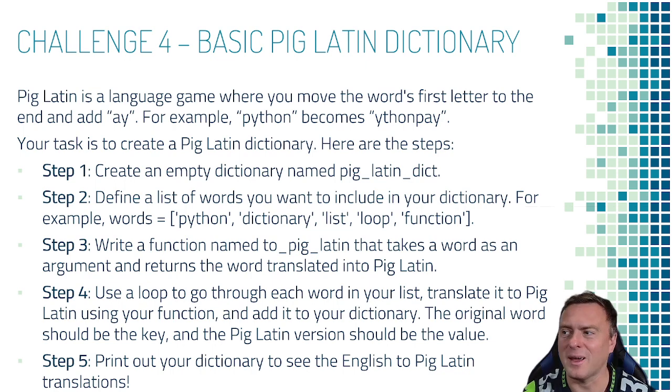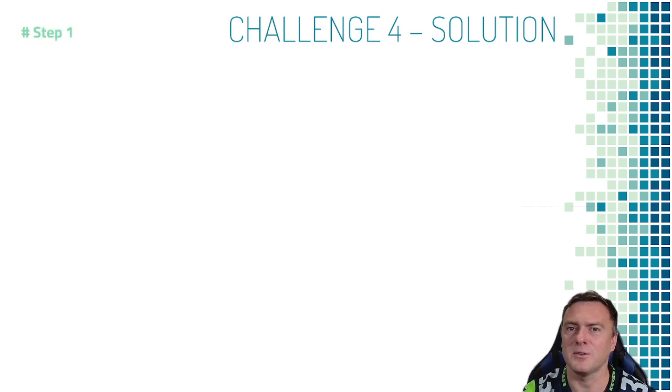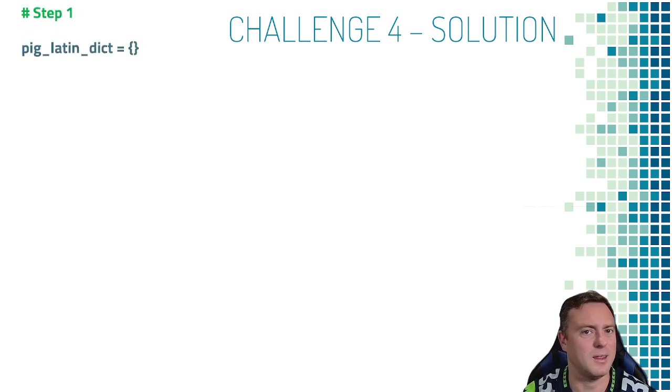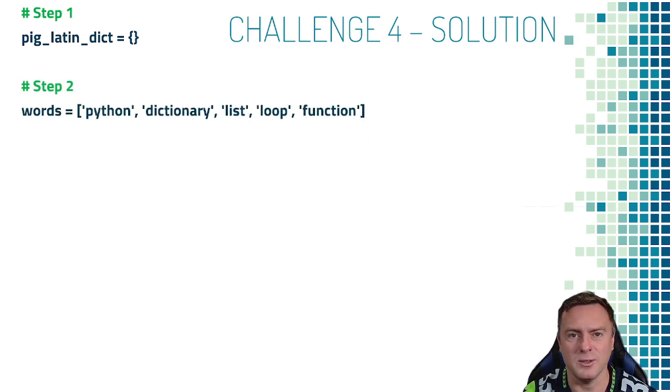Awesome. So hopefully you had a good crack at that. So to start, what happens is you need to go through at the beginning and create the empty dictionary. So Pig Latin dictionary is empty. The next step then is you want to set up the words. So words is equal to the list that we had. So Python, dictionary, list, loops, and function.